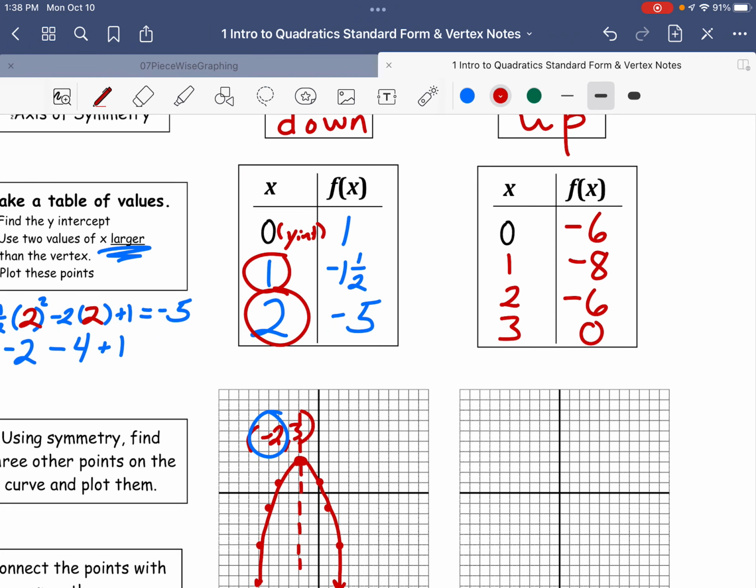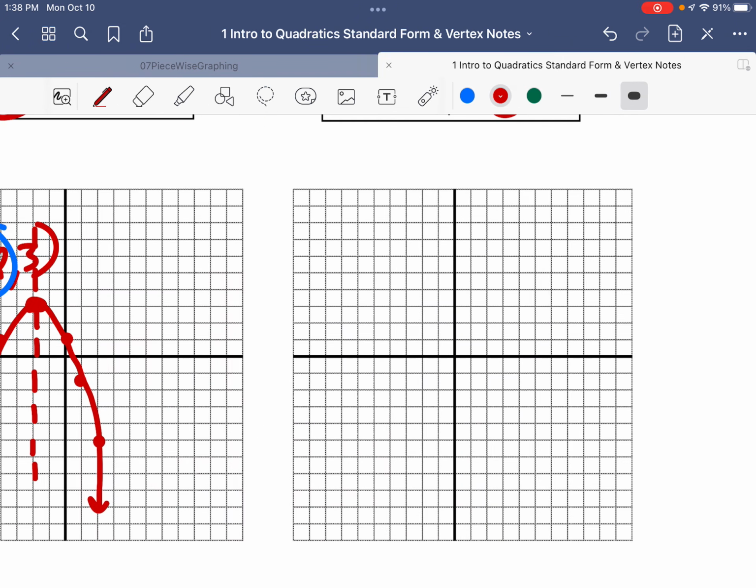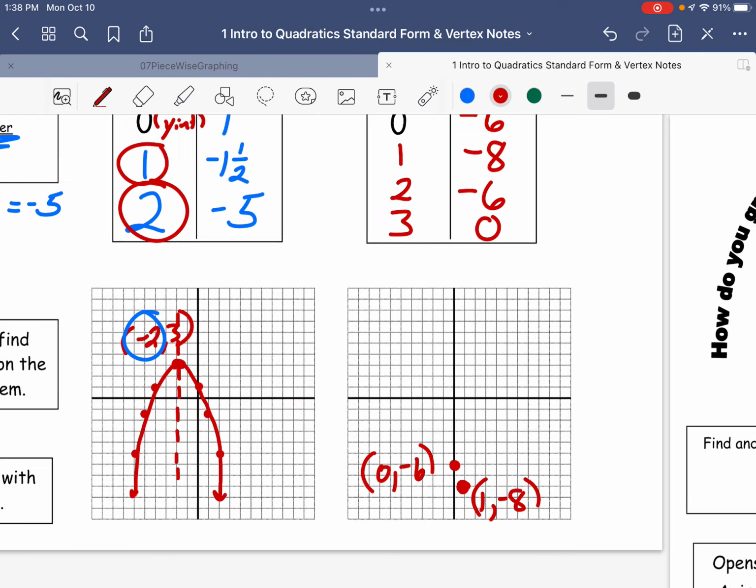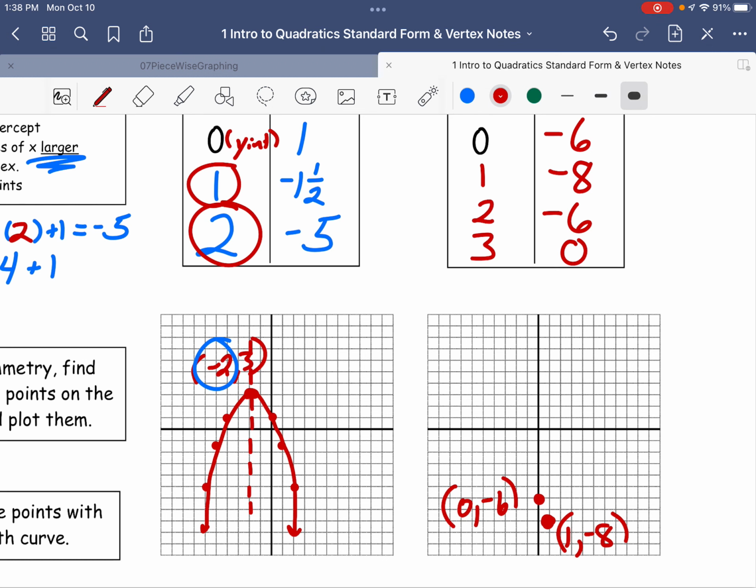Okay? Let's plot some of these points. Purposely, I'm going to start by plotting the vertex, even though that's like the second point in my table. I had to count a little bit, but we eventually get down here to 1, -8. As you continue to plot points, you have the y-intercept. The y-intercept was at 0, -6. And I have a 2, -6, right? 2, -6. That's going to be over here. 2, -6, and finally 3, 0.